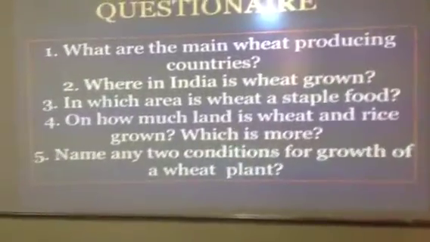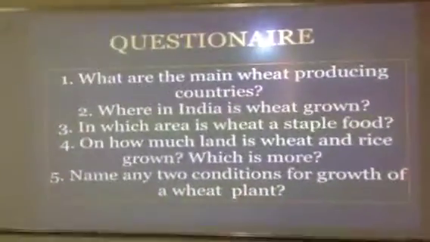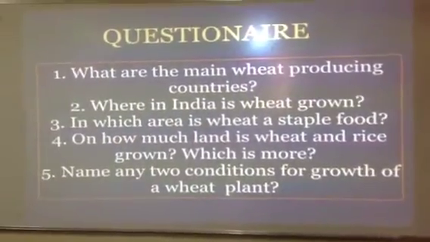In which area is wheat a staple food? Anshul? Mid-latitudes and dry tropical regions. Yes, that is the correct answer. On how much land is wheat and rice grown? Which is more? Vedin? Wheat is grown on about 230 million hectares compared to about 165 million hectares under rice. Okay, that's the correct answer.